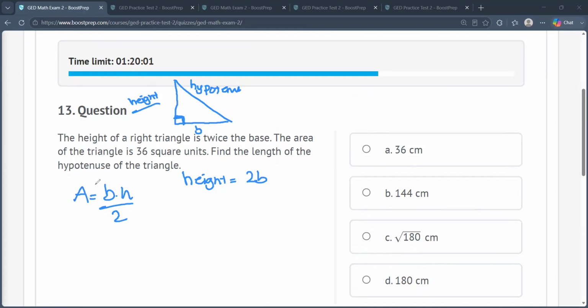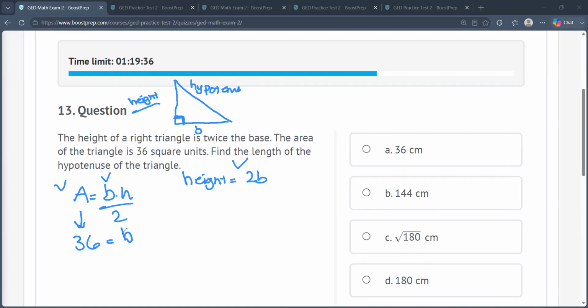So what we could do is use this formula and this information to figure out our base. And then once you found the base, you could find the height, right? Then you can find the hypotenuse by applying the Pythagorean theorem. So now we're going to use this formula and plug in what we have. Do they tell us the area of this triangle? Yes, it is 36.